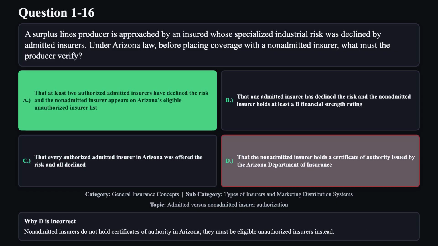Reason D is not correct. Non-admitted insurers do not hold certificates of authority in Arizona. They must be eligible unauthorized insurers instead.